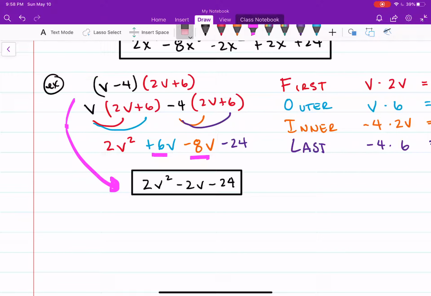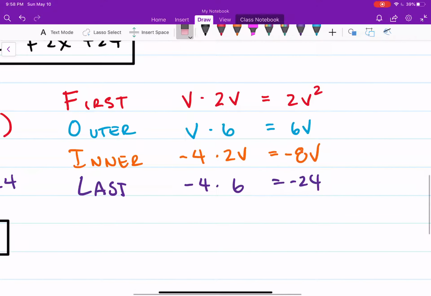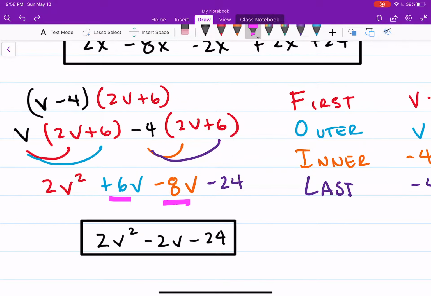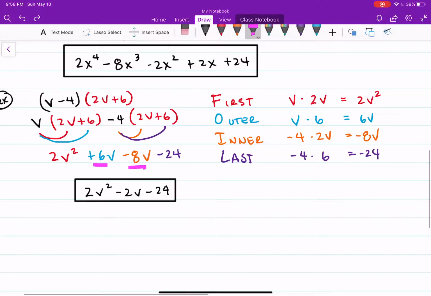However, later in this chapter, we are then going to start here and end with binomials, okay? So that is also important for us. We're going to have to be able to go in both directions. Now, if I was to add these together, I have like terms right there, so I can add those together, which gives me a negative 2v, okay? So I would still get the same answer. Got it? All right, next.